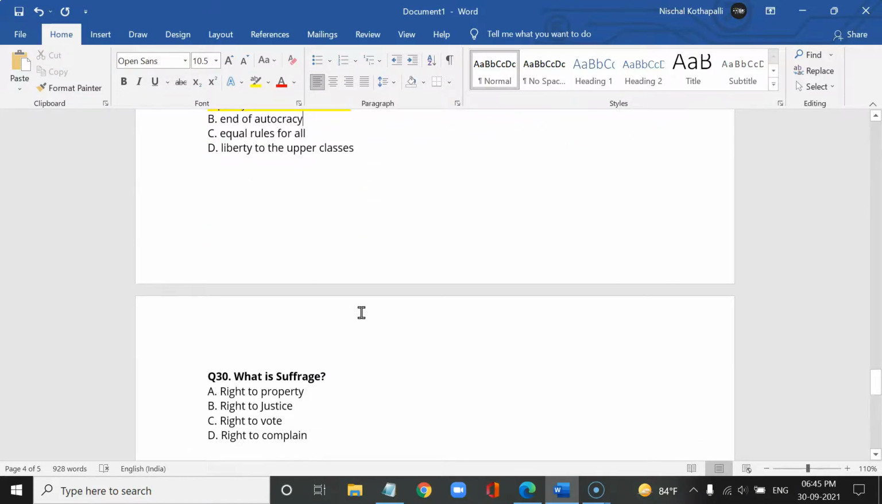So last question for today, what is suffrage? This is one of those vocabulary words that you have in your little vocab boxes or new words boxes. Remember, suffrage is the right to vote, always. Universal adult franchise, suffrage, these all refer to voting.